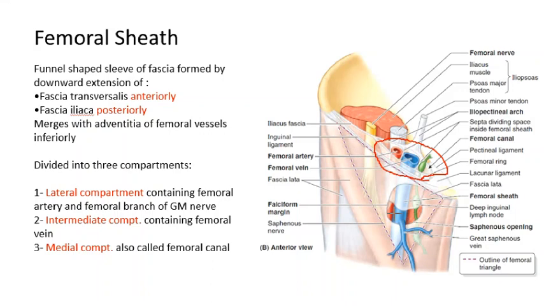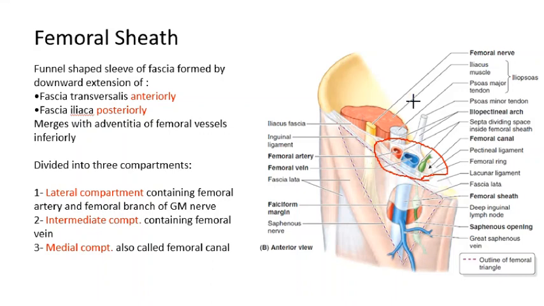The femoral sheath is divided into three compartments. That is the lateral compartment, which contains the femoral artery and the femoral branch of the genitofemoral nerve. This little branch just manages to sneak into this compartment along with the femoral artery. Then we have the intermediate compartment, which contains the femoral vein, and the medial compartment, which is also called the femoral canal, which we will see further.